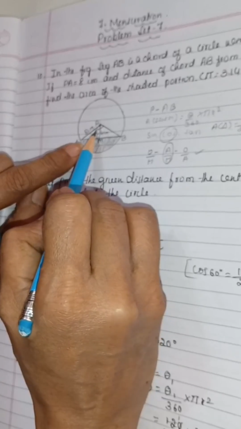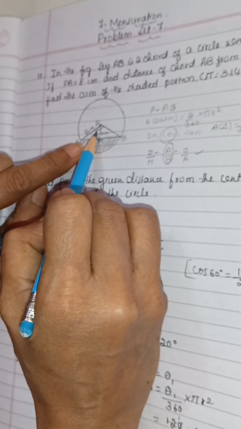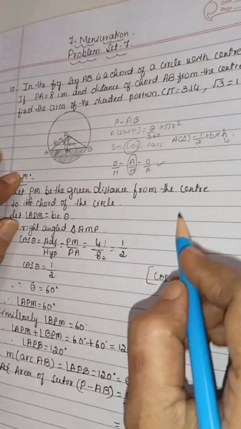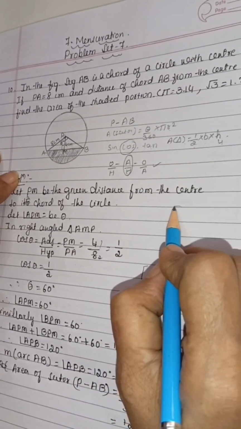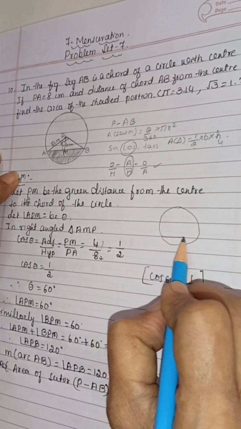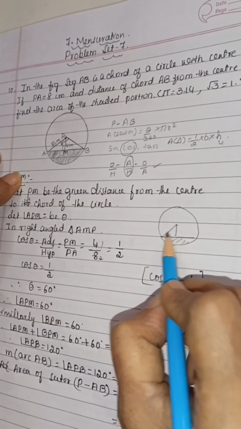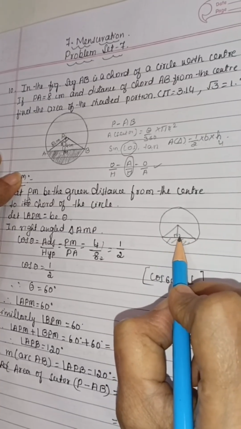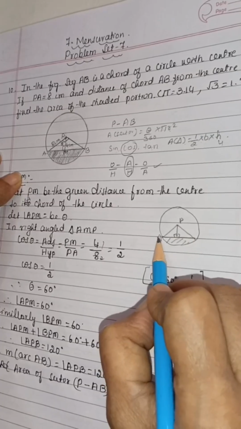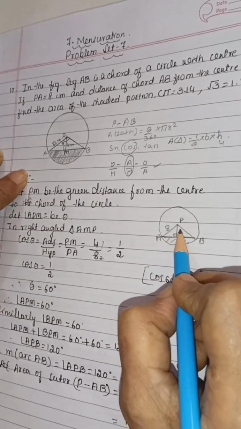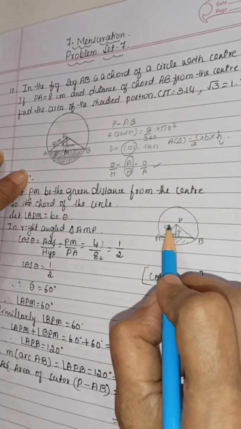Now we know theta. What is theta? Theta is 60. See, here is a circle. This is our line segment, and this is the center. This is 90 degrees. This is P and this is AB. Now this is 8 centimeter and this is 4 centimeter. Now we can use the Pythagoras theorem also.